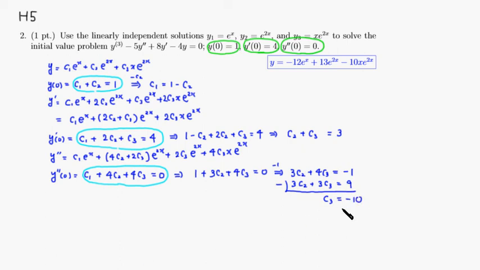Alright, we got the C3 value. Once you know the C3 value, we can plug it in here. So you have C2 minus 10 is equal to 3. Therefore, adding 10 to both sides, C2 is 13. So we found the C2 value. Once you have the C2 value, we can plug it in here. This will give you C1 is equal to 1 minus 13, so it's going to be negative 12.